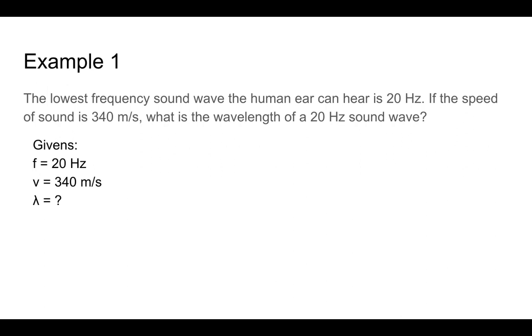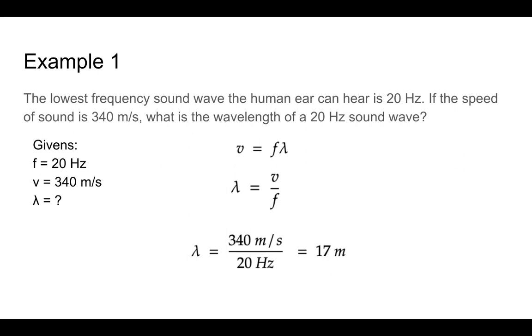This is just an easy problem because we know that velocity is equal to frequency times wavelength. Since we're solving for wavelength here, we'll divide both sides by frequency, and we end up getting that wavelength is equal to velocity divided by frequency. Now we'll plug in our numbers here. Velocity is 340 meters per second. Frequency is 20 hertz. So we end up getting 340 divided by 20, which ends up being 17 meters.